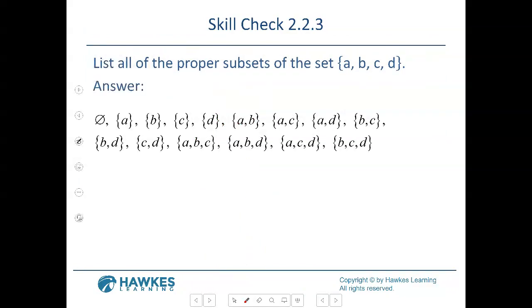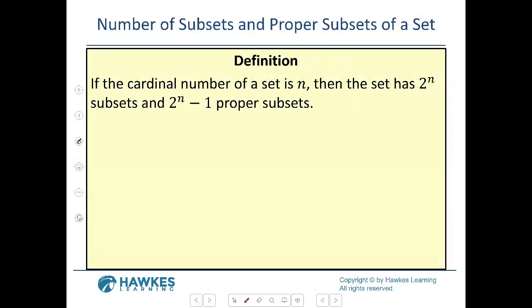And on this next, you will see if you put all the different, you have to include your empty set and then do them all individually, then pair them up in different pairs, and you will get a total of 8. And this is the definition and formula for proper subsets.